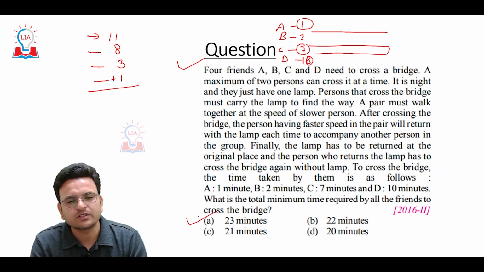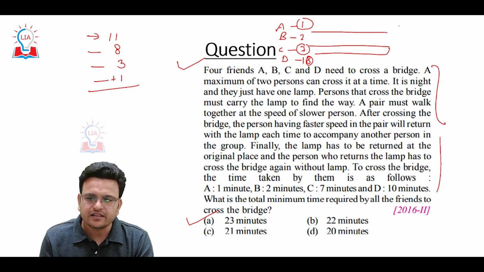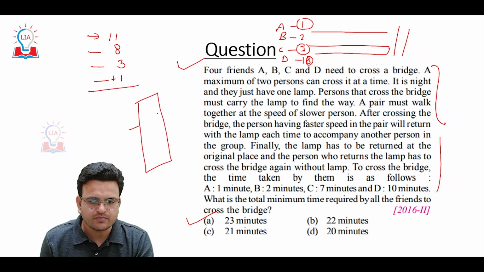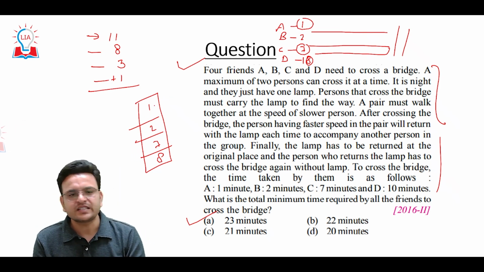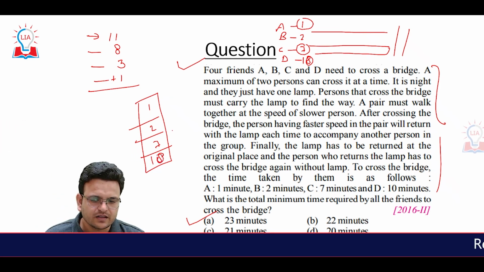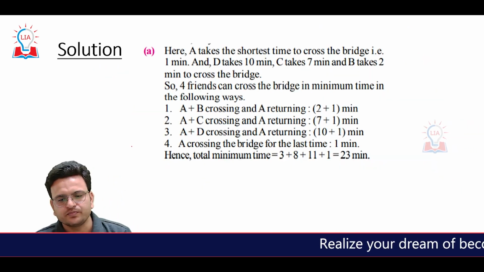So hope you are able to understand this particular question. I will suggest read the question and see this solution. I have 4 numbers, 1, 2, 7, 8. I have to make a combination in such a way that like 1 and 10, 11, 1 and 7, and then 1 and 2.